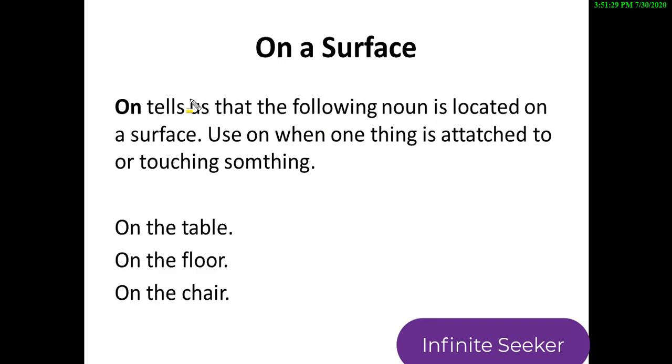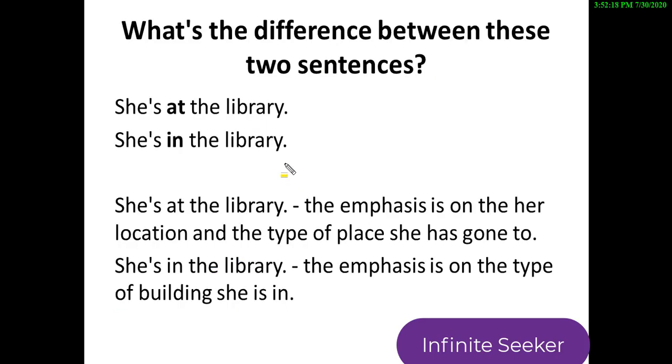Let's look at on. We use on when it is on a surface. The preposition on tells us that the following noun is located on a surface. Use the preposition on when one thing is attached to or touching something. For example, on the table, on the floor, on the chair. So these are the three examples of the use of prepositions. What's the difference between these two sentences?